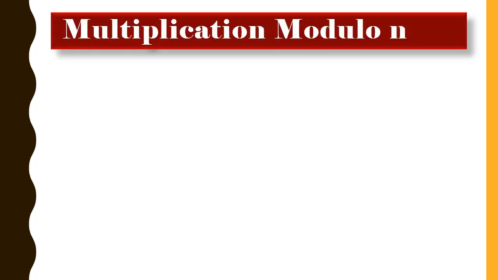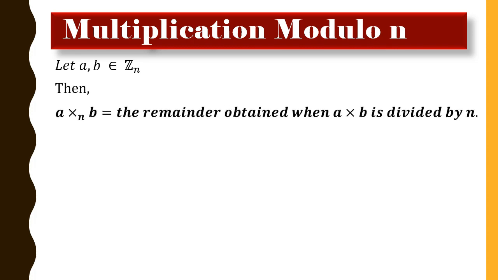Next, multiplication modulo n. Again we consider a, b, let it be any two elements in Zn. Then a multiplication modulo n b, again it is the remainder obtained when the product ab is divided by n. That is, a multiplication modulo n b is nothing but r, where r is the remainder, such that r greater than or equal to 0, less than the divisor, that is n.